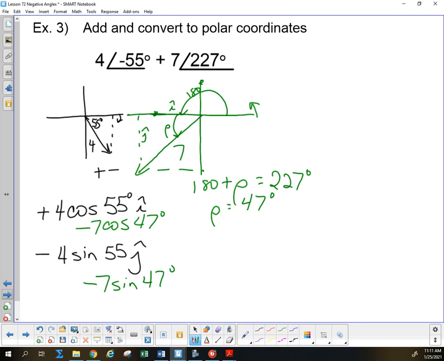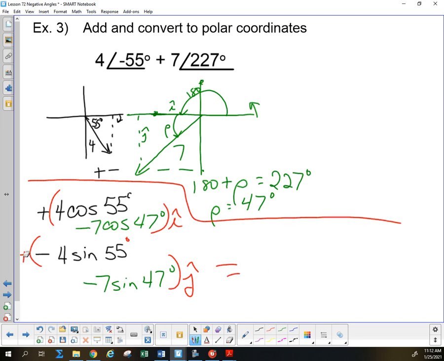So the way that I am going to actually enter that on my calculator, I'll erase these i hats and j hats and put them really at the end of each part. So what I am really entering on my calculator will be a positive 4 cosine 55 minus 7 cosine 47 to have my i hat, and then I will do a negative 4 sine 55 minus 7 sine 47, and that will be my j hat.